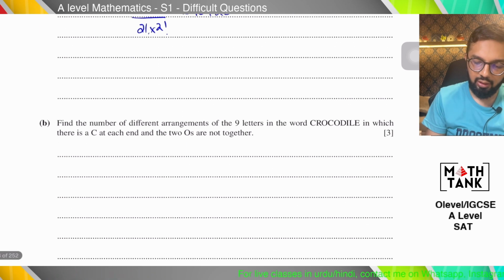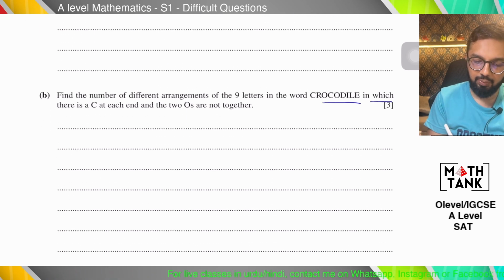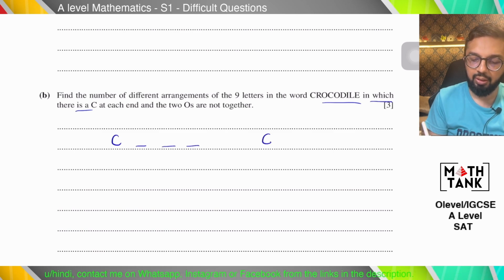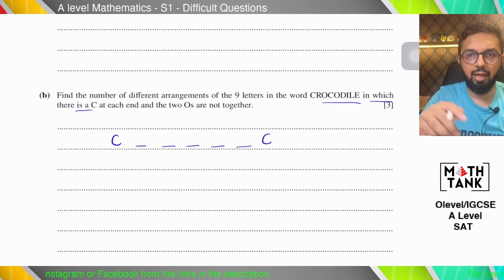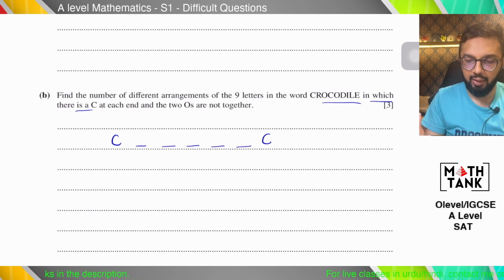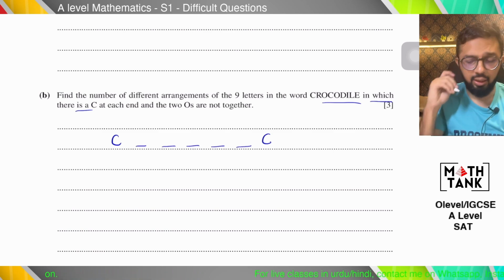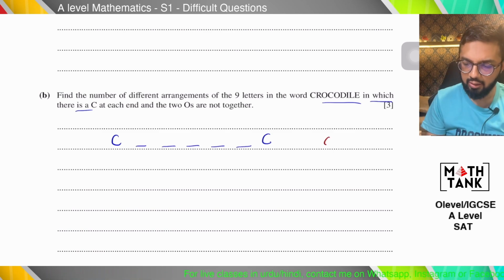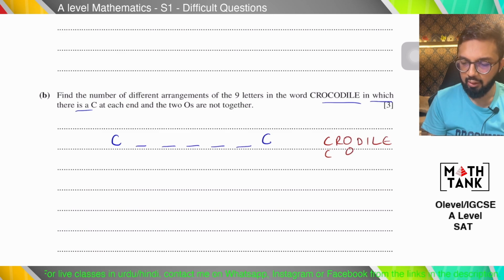Find the number of different arrangements of the 9 letters of the word crocodile in which there's a C at each end and the two O's are not together. So whenever you have something that doesn't want to be together, what you do is you keep it separate, you use arrows to represent it, and then sort of find its permutations. Okay, so C's are at each end. Going to write crocodile again. So I have RDILE in the middle.